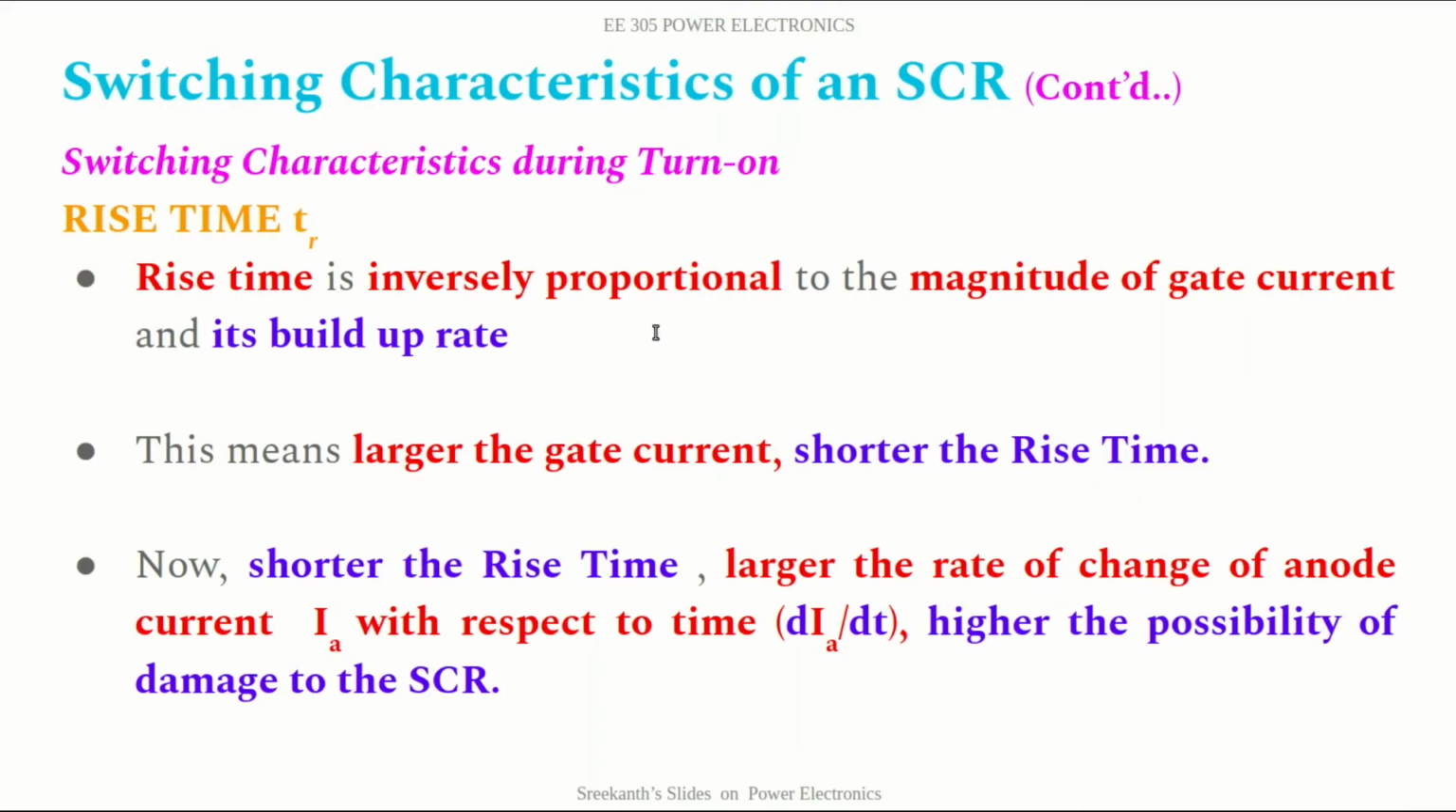Rise time is inversely proportional to the magnitude of gate current and its build-up rate. This means that larger the gate current, shorter the rise time. So if you give a larger gate current, the rise time will reduce.